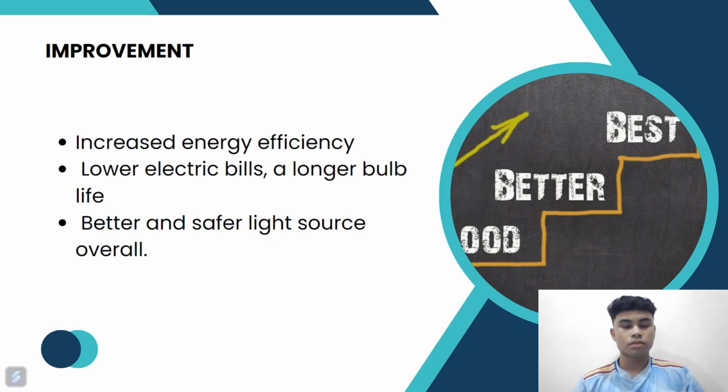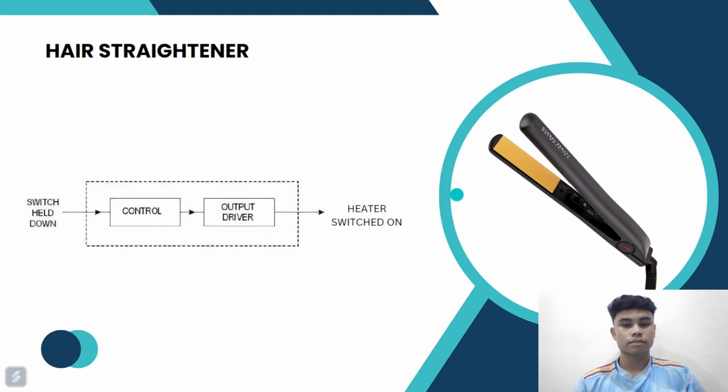So, how to improve the electric bulb is first, increase energy efficiency. Second, lower electric bills, longer bulb life. And next, better and safer light source of all. And the third one is hair straightener. Hair straightener start with switch held down, control output driver, heater switch on.